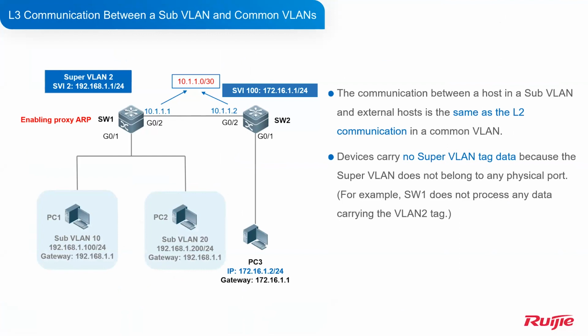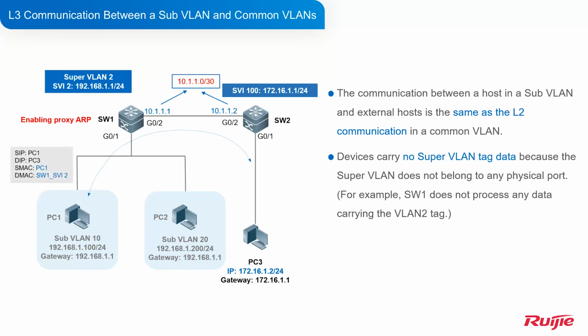In the former case, PC1 and PC3 belong to the same VLAN, which is VLAN 10. So it's a layer 2 communication. But here in this case, PC1 belongs to sub VLAN 10, and PC3 belongs to VLAN 100. And you can see they're in different subnets, right? And actually, in this case, the communication between PC1 and PC3 is similar to the layer 3 communication. Let's see the process.